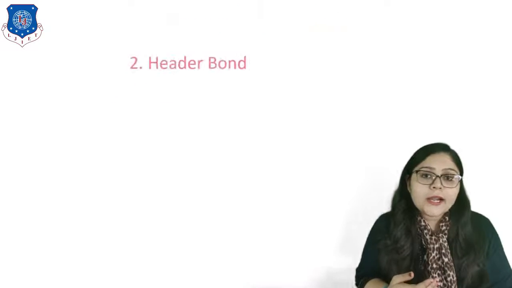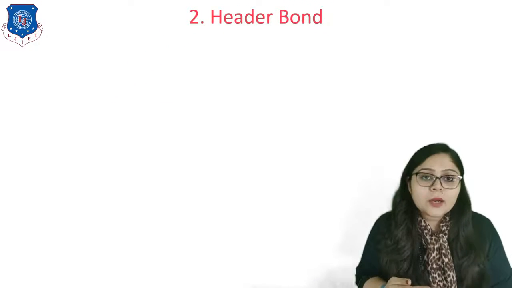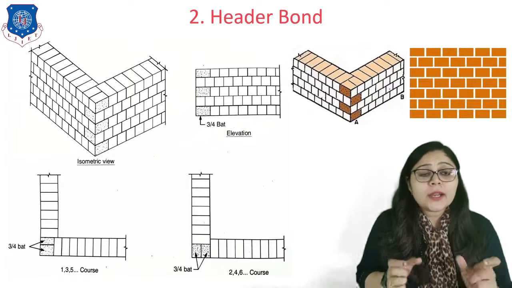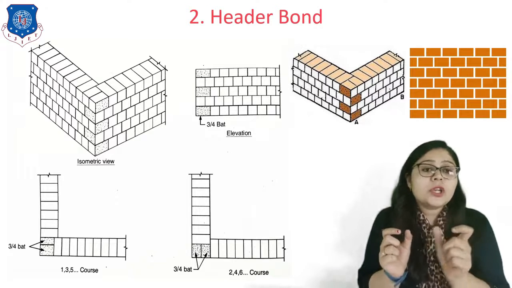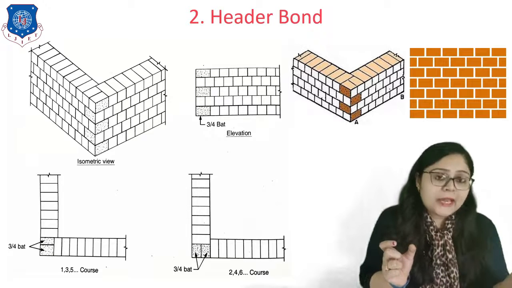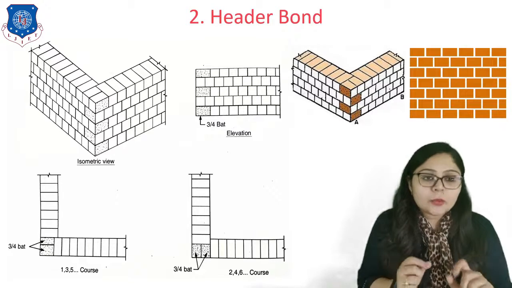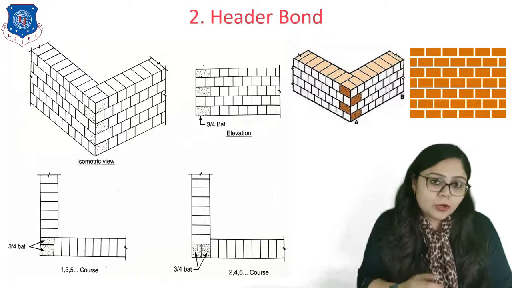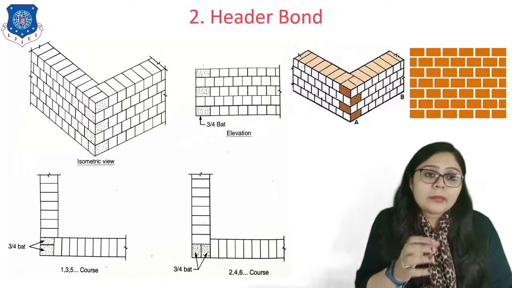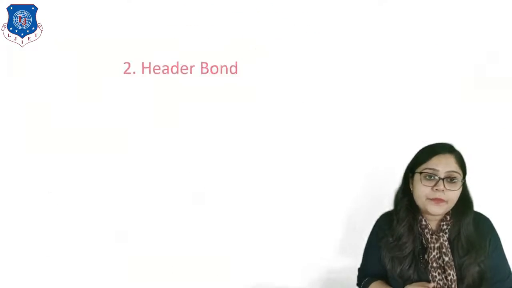Let's move to the header bond. So header bond is something in which again brick is arranged in such a way that header portion of brick is in the front panel. So that is known as the header bond. Here the thickness of wall is higher than the stretcher bond, and again we get maximum strength over here.